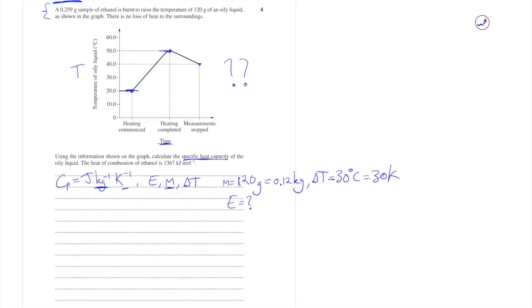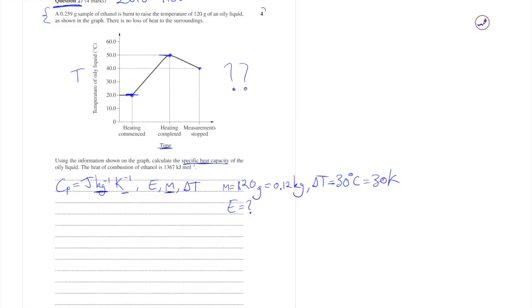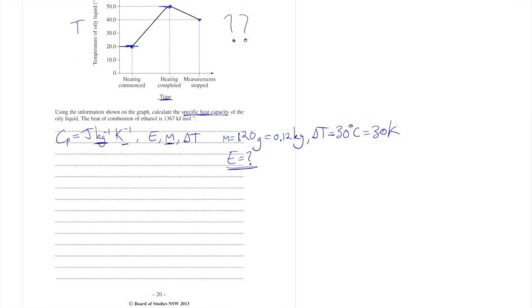Well, thankfully enough, we haven't really done much work so far, and this question is worth 4 marks, so maybe that's something we're going to have to figure out. So let's have a look at how we might potentially find energy. Now, energy is usually equal to the number of moles times the heat of combustion, and that should be pretty much enough to sort us.